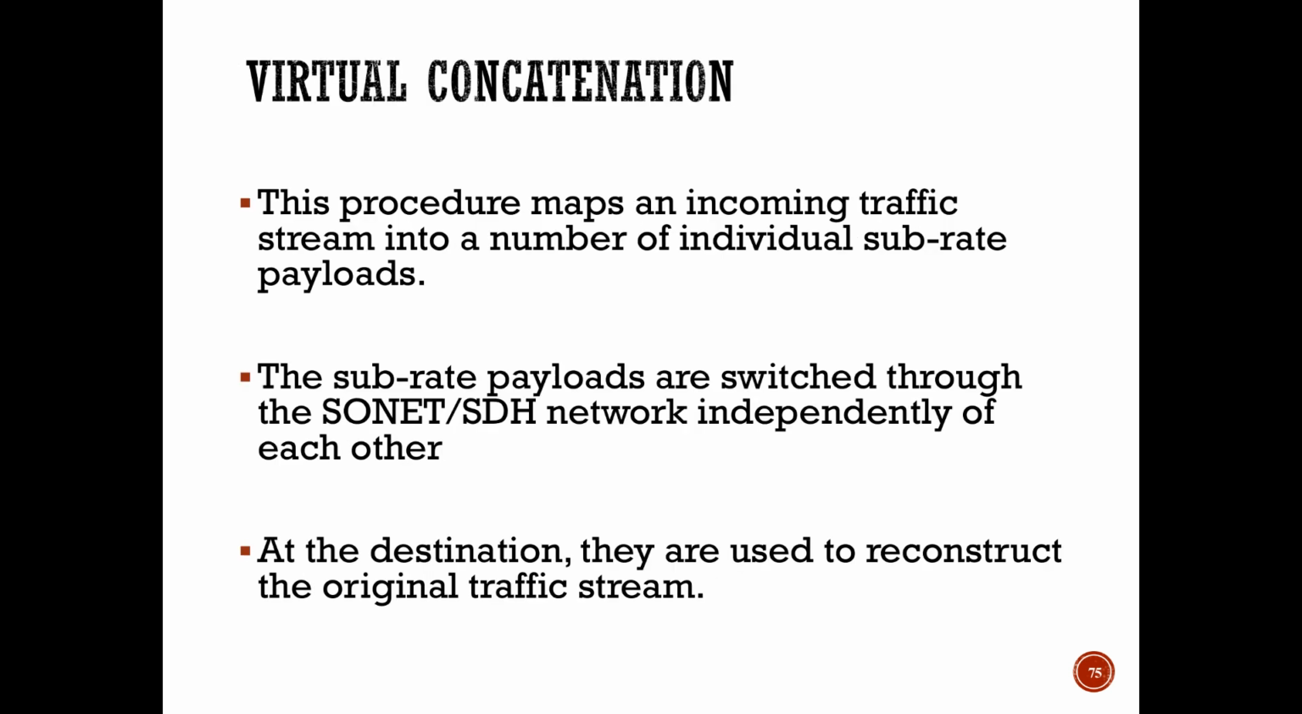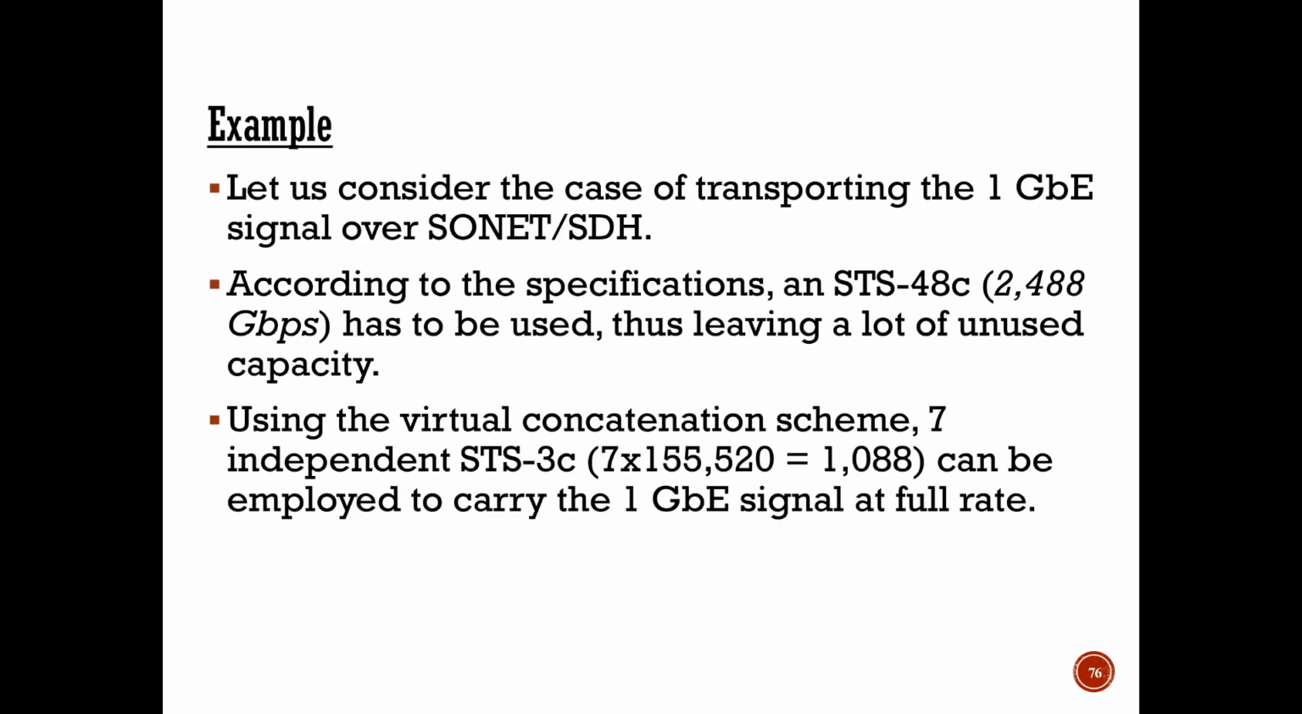Virtual concatenation. This procedure maps an incoming traffic stream into a number of individual subrate payloads. The subrate payloads are switched through the SONET/SDH network independently of each other. At the destination, they are used to reconstruct the original traffic stream. Example: let us consider the case of transporting the 1 GbE signal over SONET/SDH. According to the specifications, an STS-48c, 2.488 Gbps, has to be used, thus leaving a lot of unused capacity.